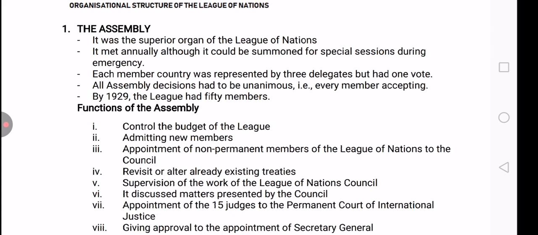It means to revisit, that is checking or going through the treaties again. When we're talking about altering, it means changing. Maybe some treaties were made, but they had some weaknesses, so they have to be improved. Supervision of the work of the League of Nations Council, so supervise the Council. Also, it discussed matters presented by the Council.